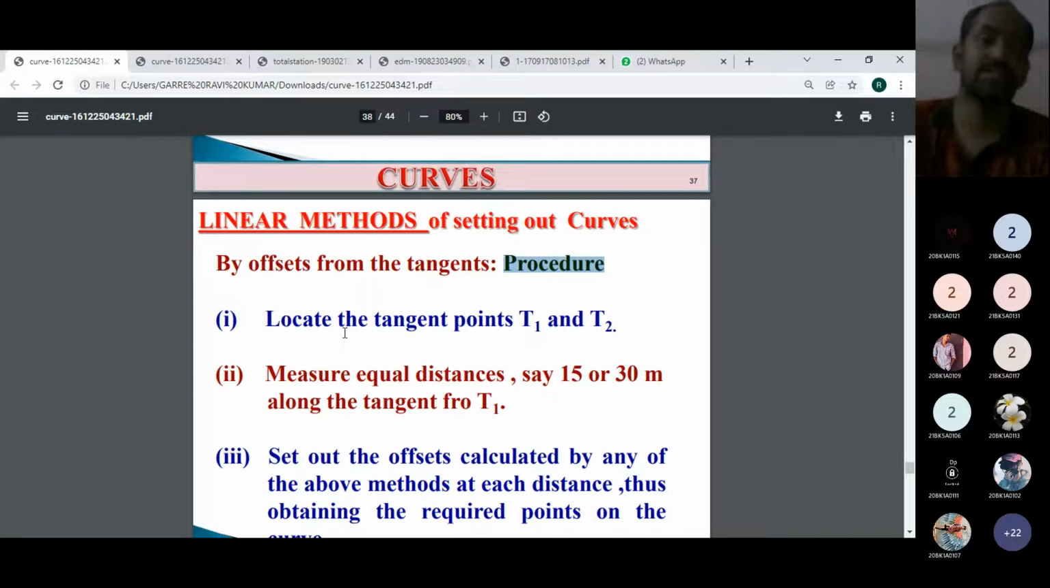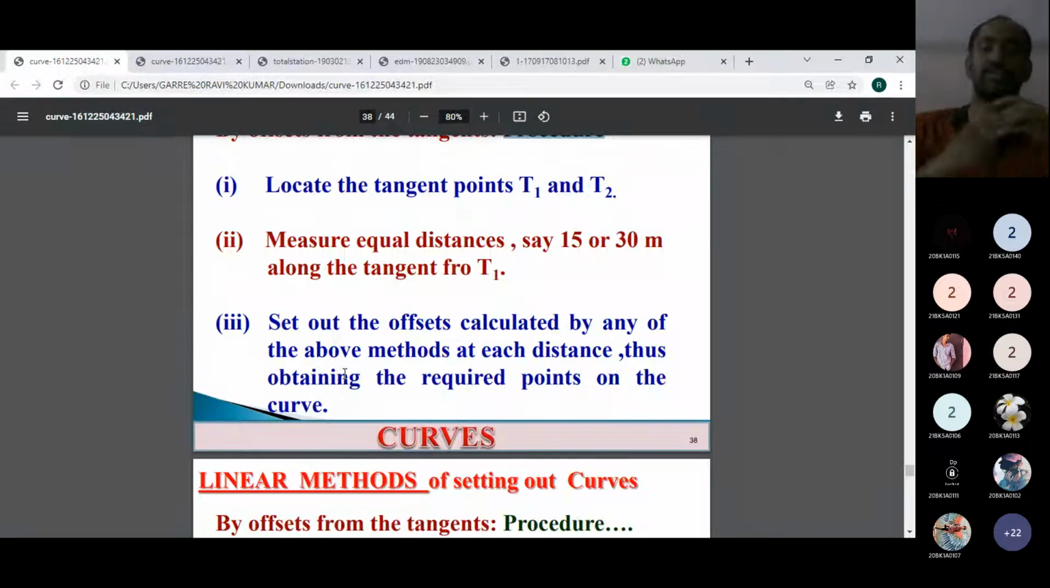Now you can see: locate the tangent points T1 and T2 on both the tangents first of all. In case of the Rankine method or the offset method, the first thing we have to set out is T1 on the line AB and T2 on the line BC. The lengths T1 to B and T2 to B are called the tangent length. The tangent length can be calculated by using the formula: tangent length is equal to R tan phi by 2, where R is the radius and phi is the deflection angle. By using that formula, we can calculate the BT1 and BT2 distances, and then set out T1 and T2.